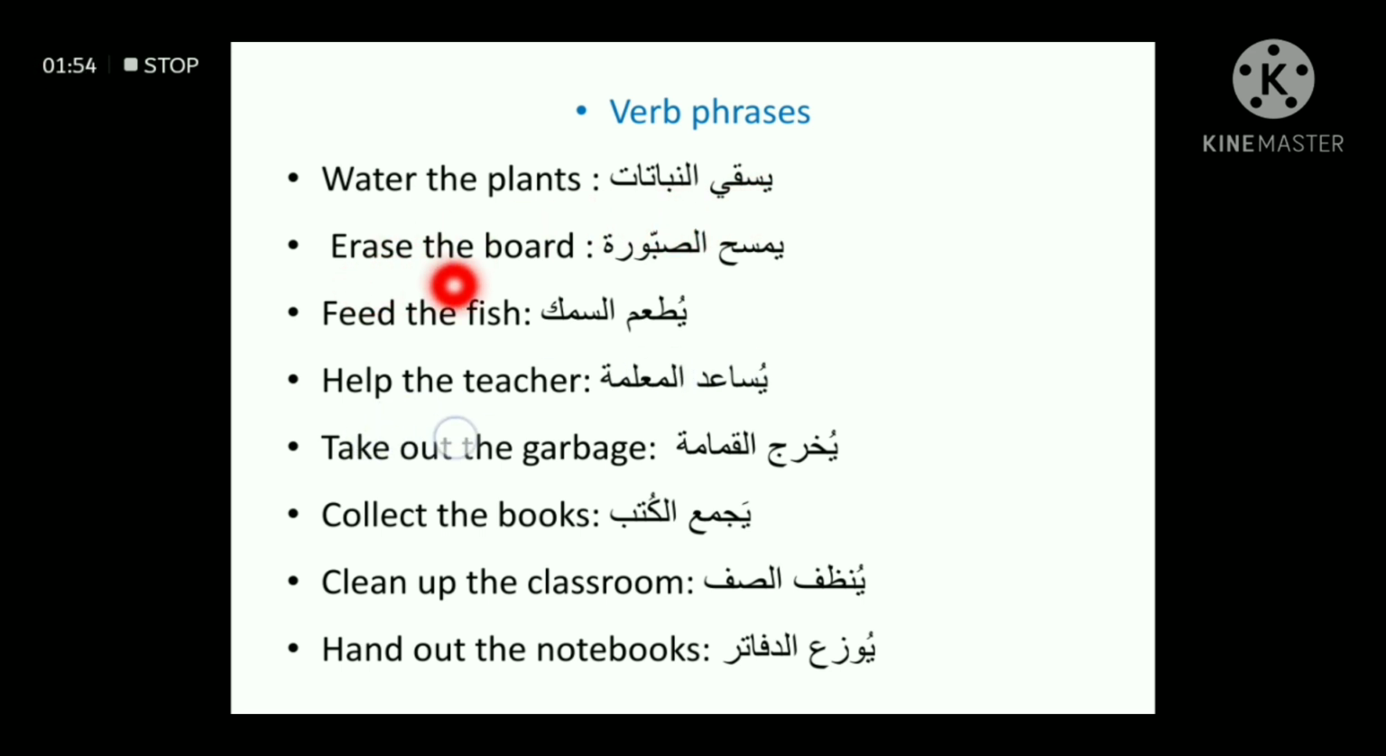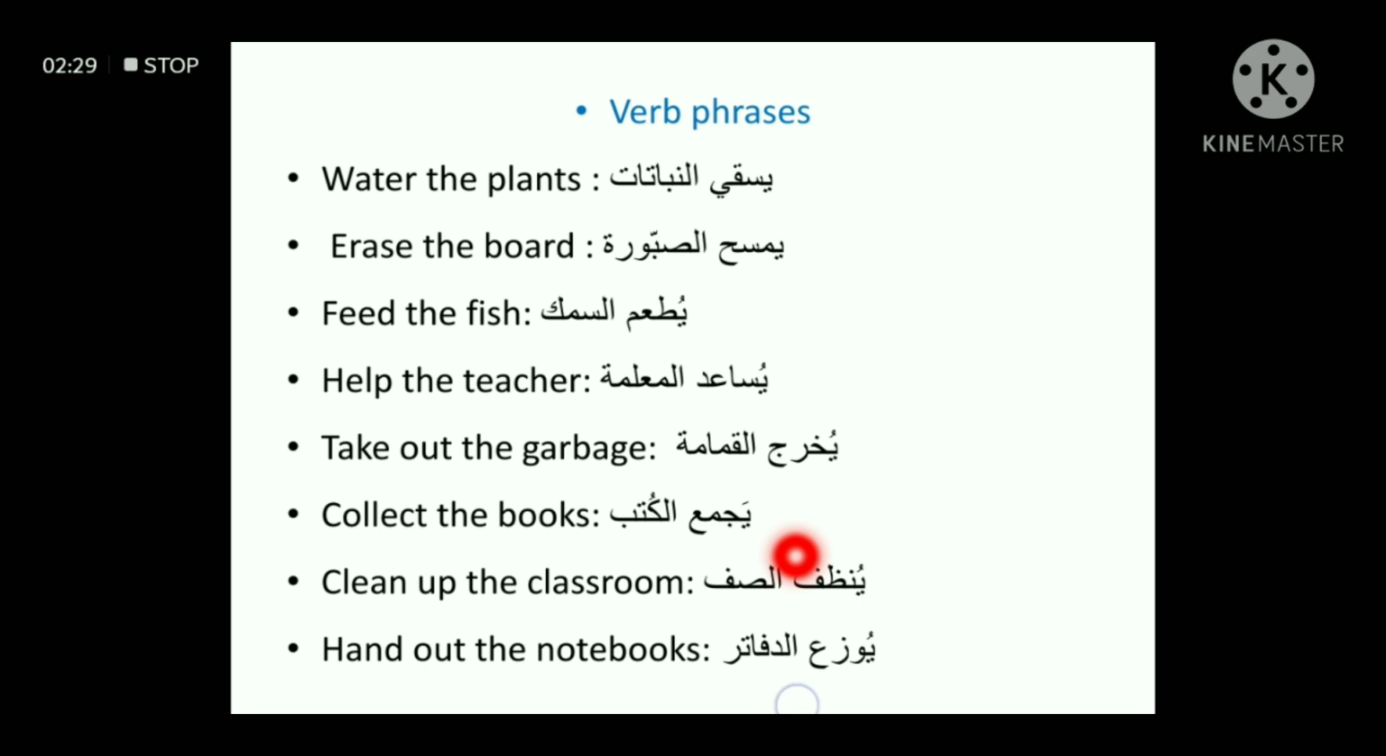Erase the board, meaning to wipe the board. Feed the fish, to feed the fish. Help the teacher, to help the teacher. Take out the garbage, to take out the trash. Collect the books, to collect the books. Clean up the classroom, to clean the classroom. Last one is hand out the notebooks, which is to distribute the notebooks.